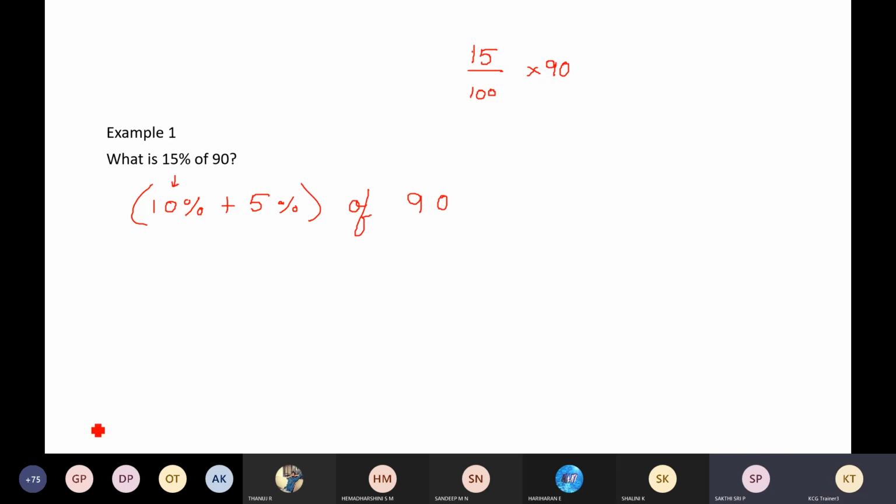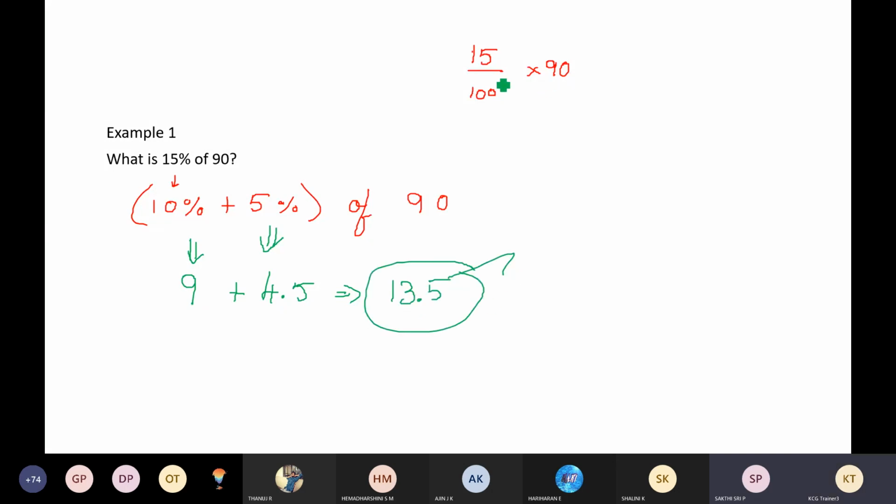First tell me, what is 10 percentage of 90, guys? Come on, fast. Very good, Harivardhani. Superb. Yes, 10 percentage of 90 is 9. If 10 percentage is 9, what is 5 percentage then? 4.5. Very good. Just add these two. My answer is 13.5. That's my answer.